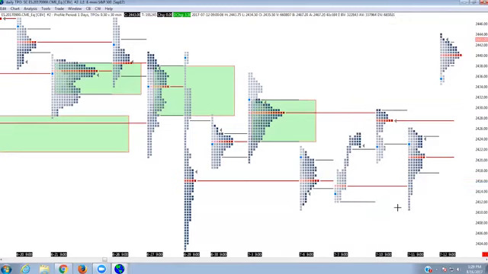Now here's an interesting thing. When we don't have composite structure to lean on, we just lean on the prior day for the most part. We lean on whatever we can, but composite structure takes precedence. It's the most important when it's available to use.